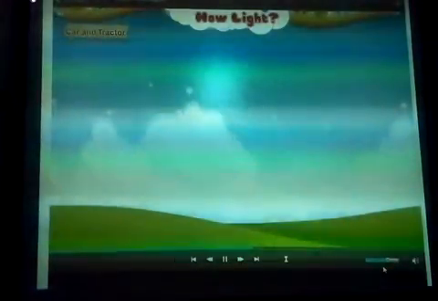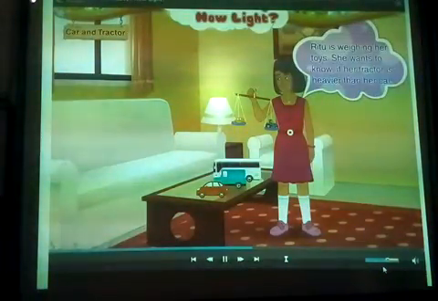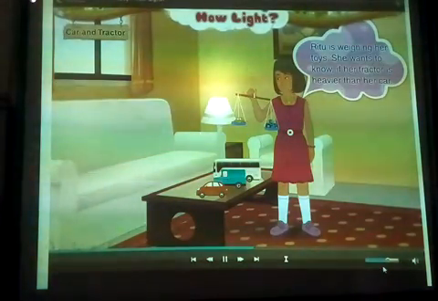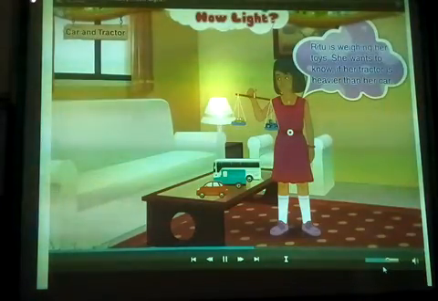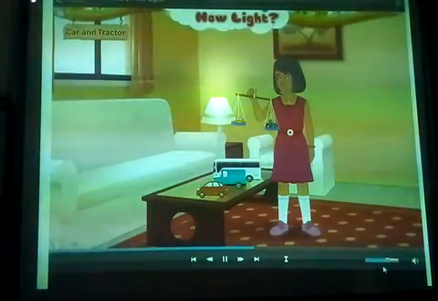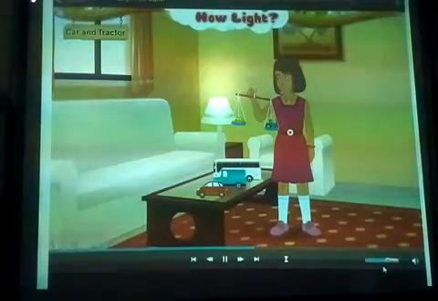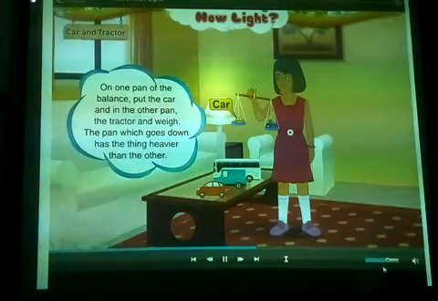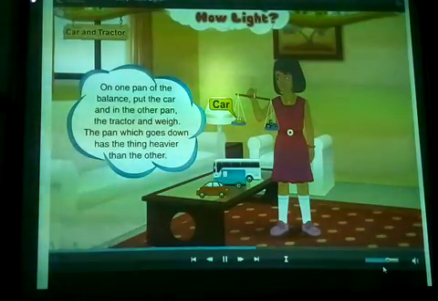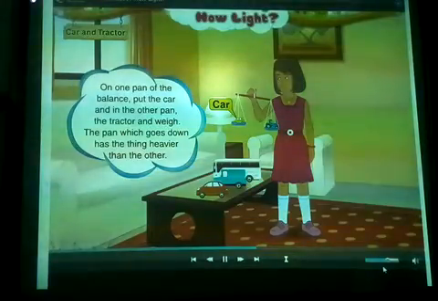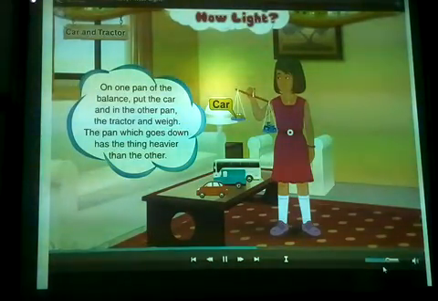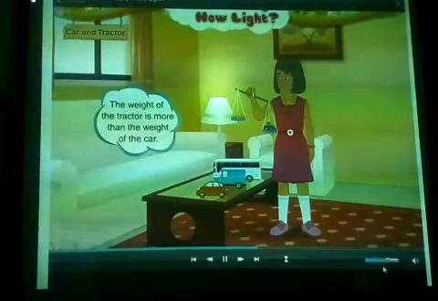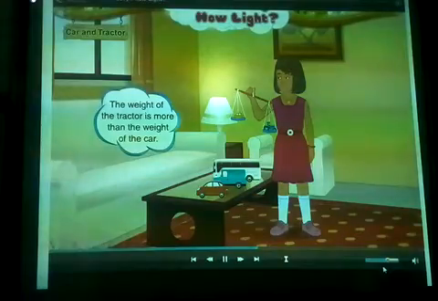Car and tractor. Look here. Ritu is weighing her toys. She wants to know if a tractor is heavier than her car. How would you help her to find out quickly? On one pan of the balance, put the car, and in the other pan, the tractor, and then weigh. The pan which goes down has the thing heavier than the other. The weight of the tractor is more than the weight of the car.